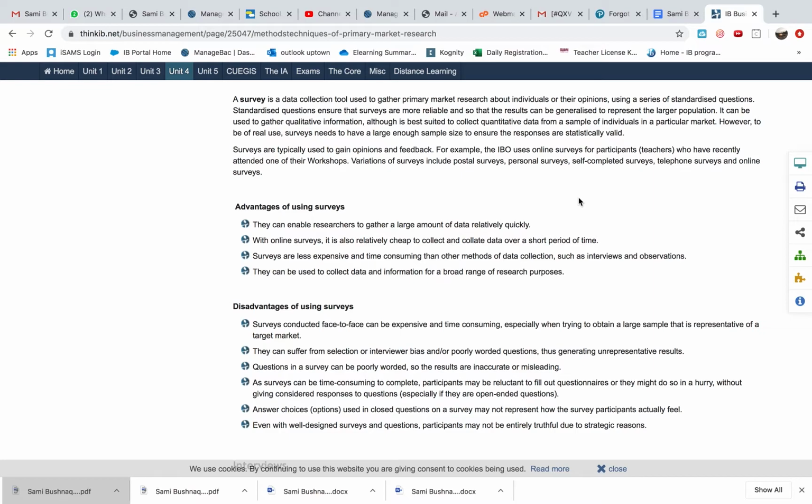So advantages of using surveys, they enable researchers to gather a huge amount of information pretty quickly. With online surveys, it can also be quite cheap to collate data over a really short period of time. Just WhatsApp it to 1,000 people, boom. Surveys are less expensive and time consuming than the other methods of data collection, like interviews and observations, where you actually have to sit down with people for several minutes and then change that into a report. And they can be used to collect data and information for a broad range of research purposes.